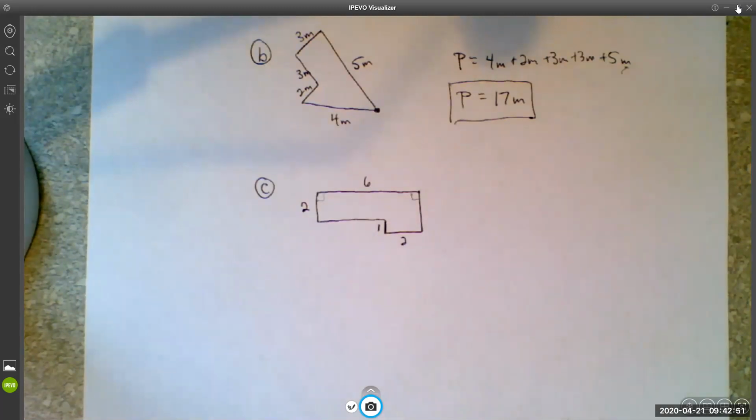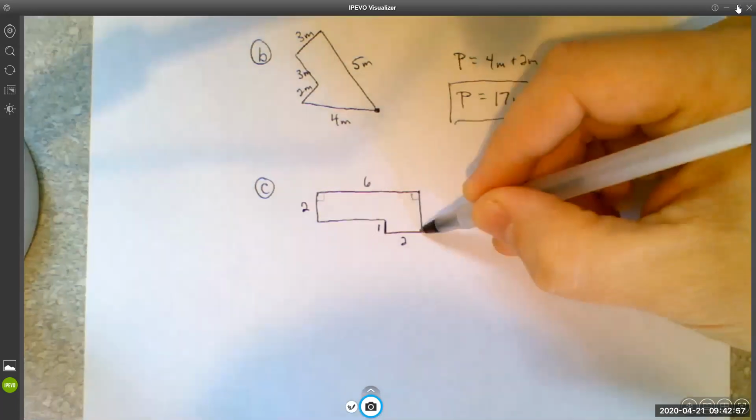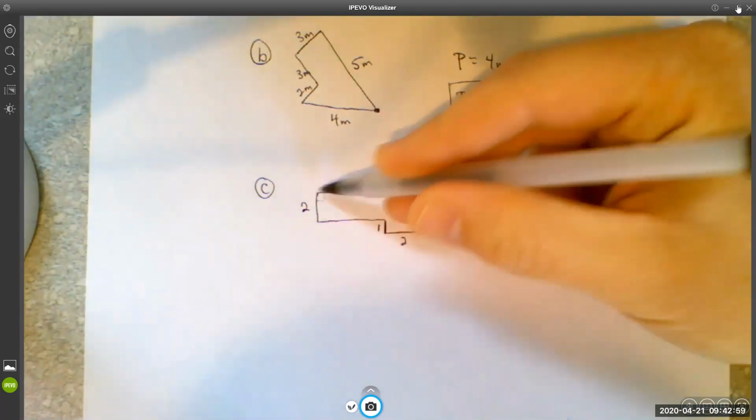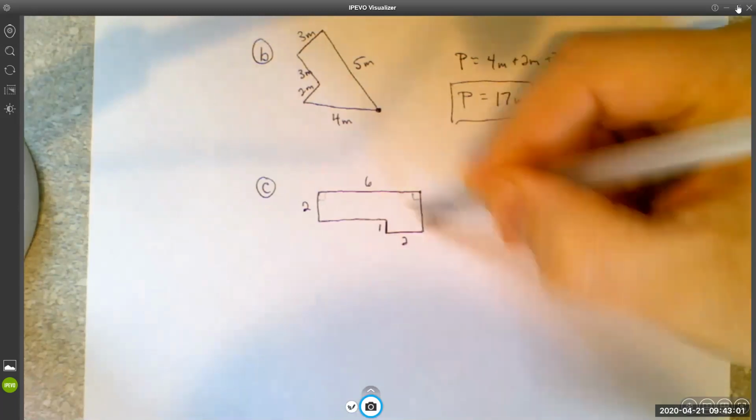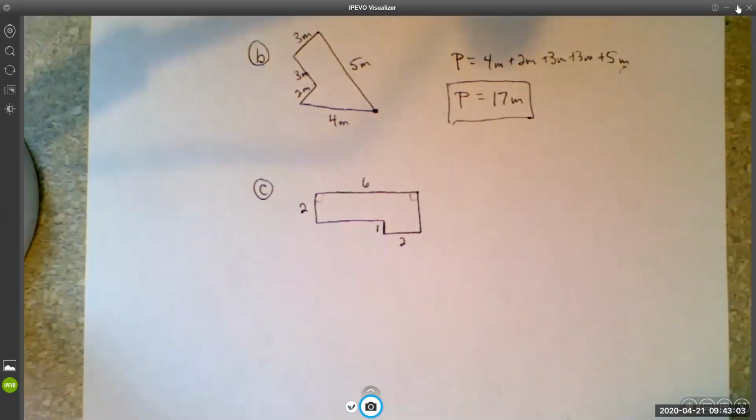If you said the perimeter is 2 plus 1 plus 2 plus 6, nope. That would get you the length of this side plus this side plus this side plus this side, but you're still missing these two sides that aren't labeled. Just because there aren't numbers there doesn't mean they're not part of the perimeter of the shape. So you've got to figure that out before you can find the perimeter.